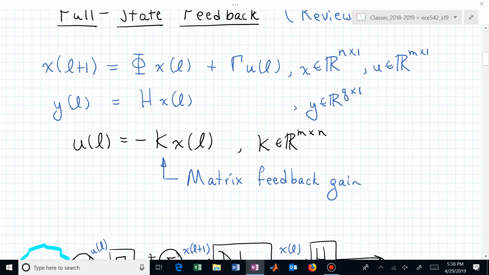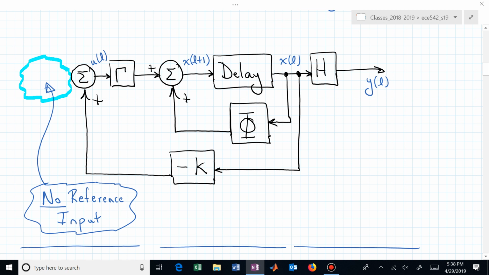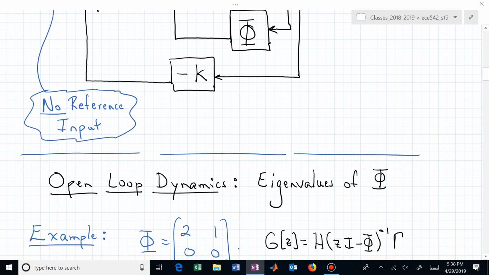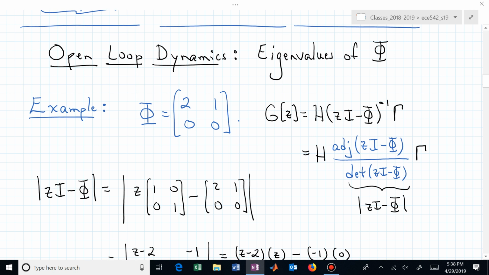You can either write it in this way analytically, or you can think of it in a block diagram form. They are equivalent representations, and they both, I think, are helpful to understand how to utilize systems in a state space representation using full state feedback. The original dynamics of the system are determined by the eigenvalues of the system matrix phi. In this case, let's look at an example.